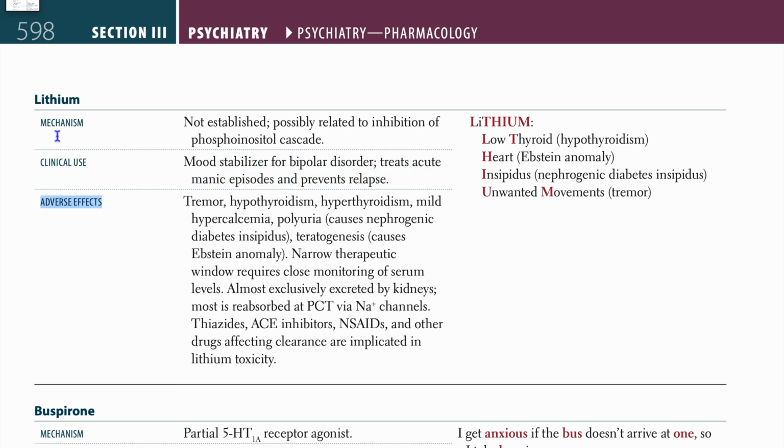The adverse effects for lithium are important. So tremor, hypothyroidism, hyperthyroidism, mild hypercalcemia, polyuria. So hypercalcemia is important. That's caused by lithium, and if they give you that, there are not that many things that cause that. So lithium is one of them. Polyuria causes nephrogenic diabetes insipidus.